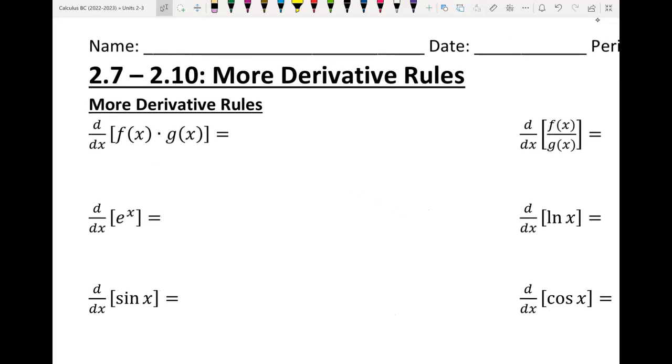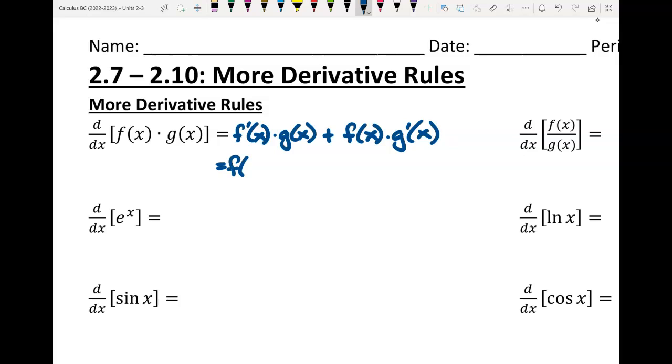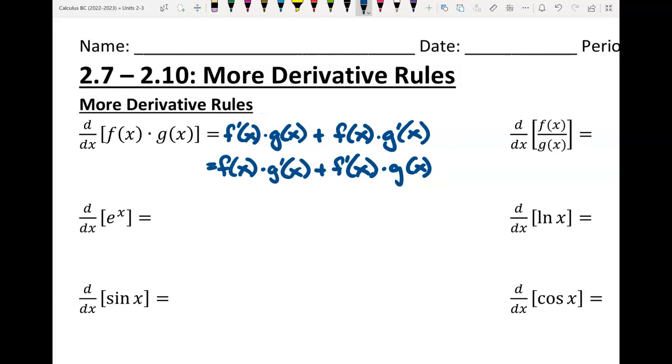So this first one is our product rule. It can be written in two different ways. You can think about the derivative of the first times the second plus the first times the derivative of the second. Or you can do the derivative of the second first, so it could be f of x times g prime plus f prime times g. It doesn't really matter which order you do it in because we have addition. We can do it either way.